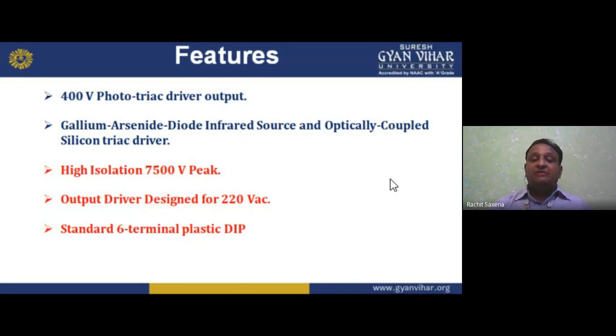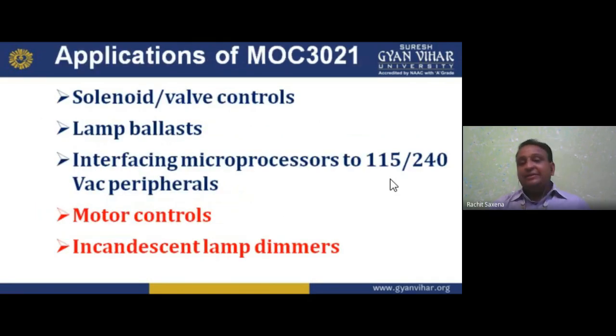Output driver designed for 220 volt AC. Standard 6-pin plastic package we already have. Applications: solenoid valve controls similar to the previous one, lamp blasting or lamp glowing, interfacing microprocessors to 115/240 volt peripherals, motor controls, and incandescent lamp dimmers. So I hope you understand.